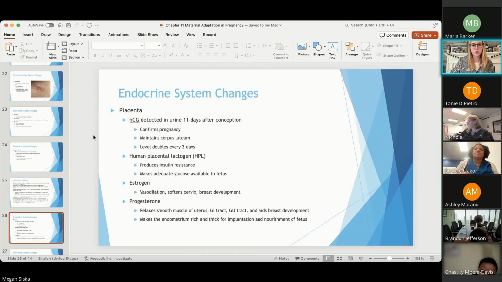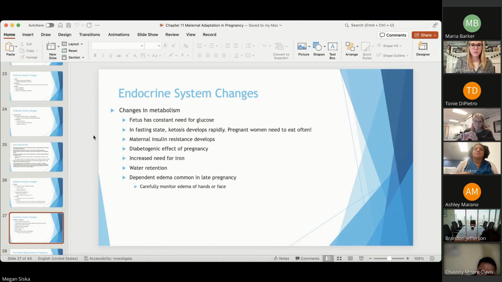The placenta also produces human placental lactogen, or HPL, which produces insulin resistance and makes adequate glucose available to the fetus. So it's all helping that fetus grow as much as it can. It secretes estrogen, which helps with vasodilation and softens the cervix, helps with breast development. And then progesterone, which helps to relax all the smooth muscles and help with blood flow to different areas. It also aids in breast development, and it helps to make the endometrium, that uterine lining where the placenta has attached, nice and rich and thick. That way it has a really good implantation and can provide the best nutrients to that baby.